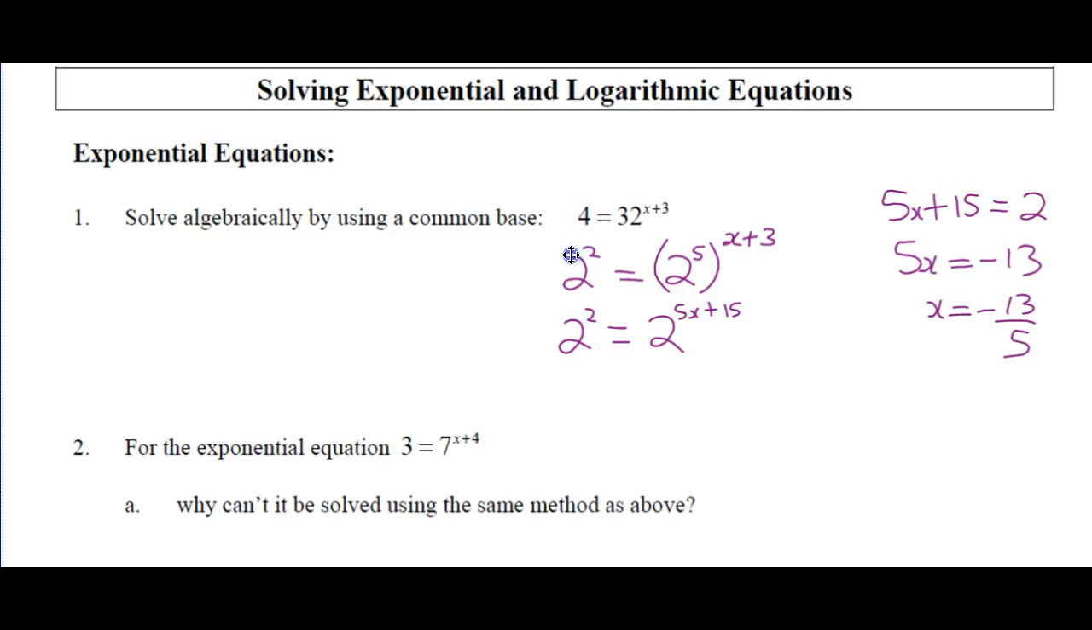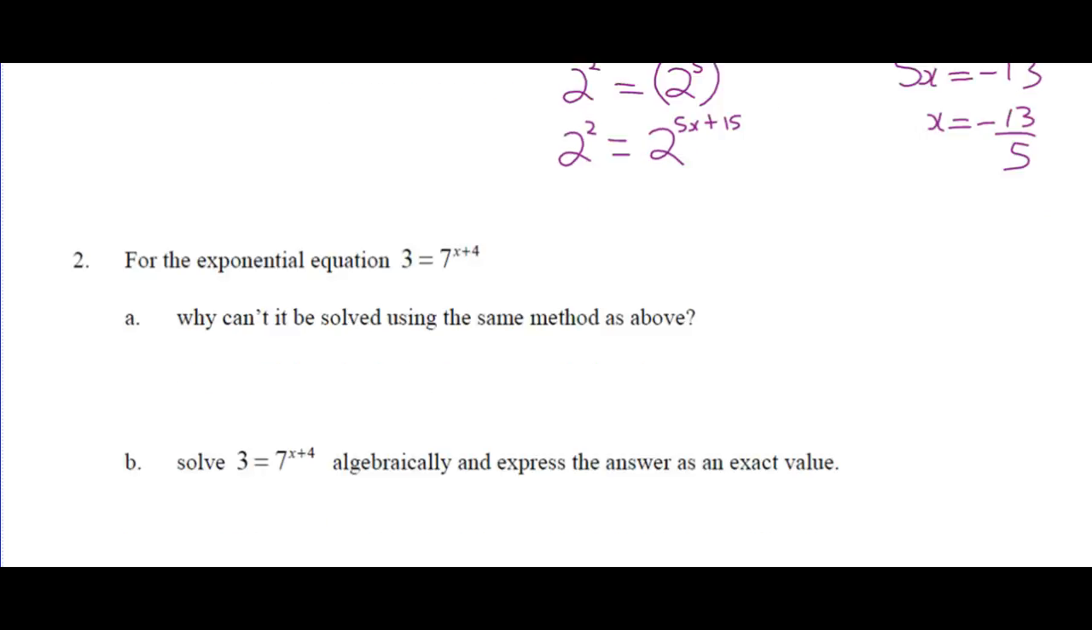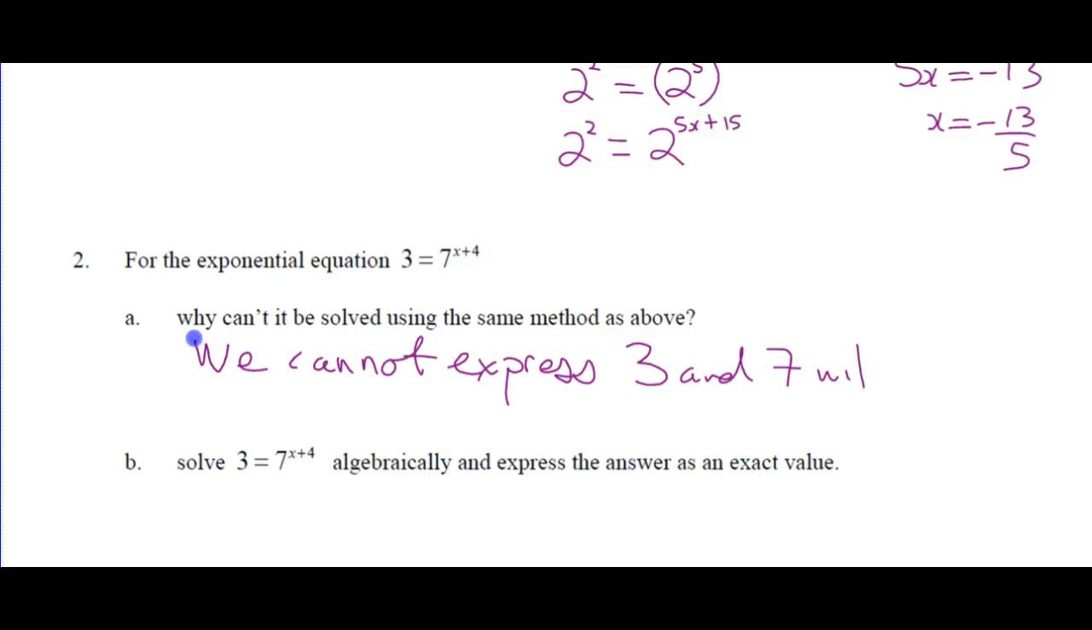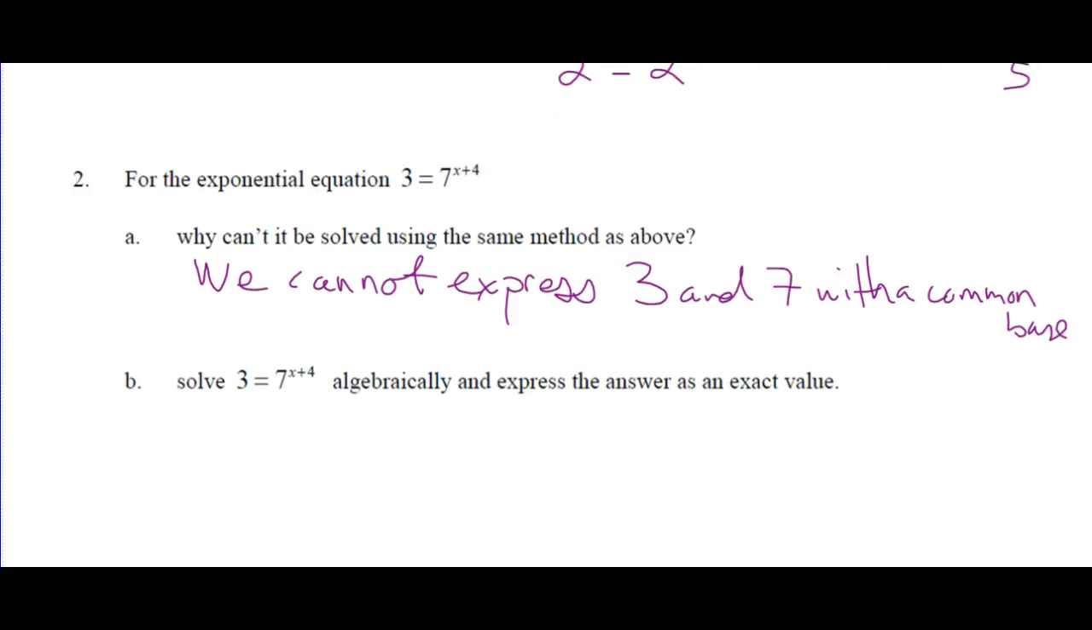Okay, so it works. But what are we going to do if we have 3 is equal to 7 to the x plus 4? So why can't we use the same method? Yeah, no common base, right? We cannot express 3 and 7 with a common base. Solve it algebraically. Okay, so logs to the rescue.